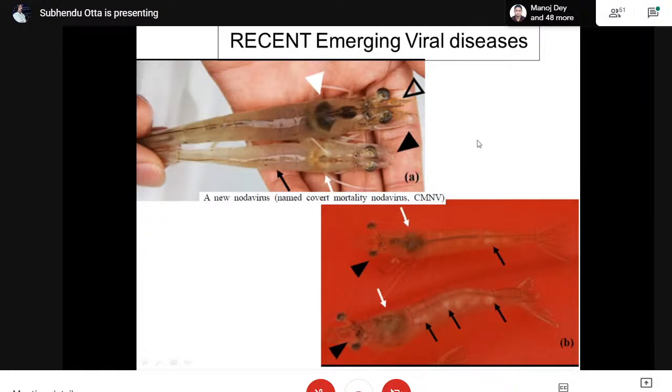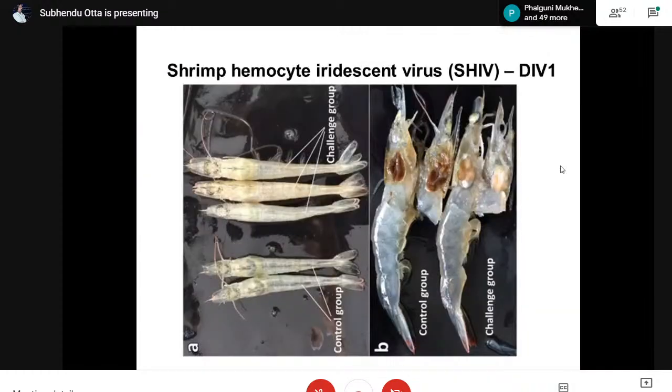Now recently some more viruses have emerged. One is covert mortality nodavirus or CMNV, this is an RNA virus. And as you can see, the main target here is the hepatopancreas. Earlier it was confused with early mortality syndrome, thinking that maybe because of EMS this happens, but when it was analyzed, it was found that this disease comes because of a virus. So they named it covert mortality nodavirus. And the latest virus is Decapod iridescent virus.